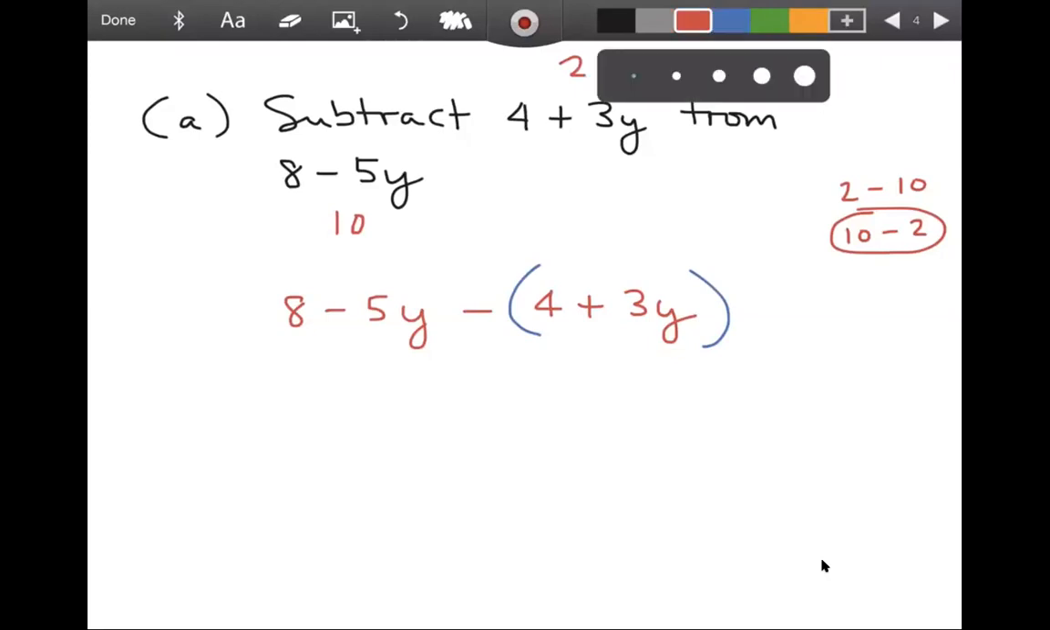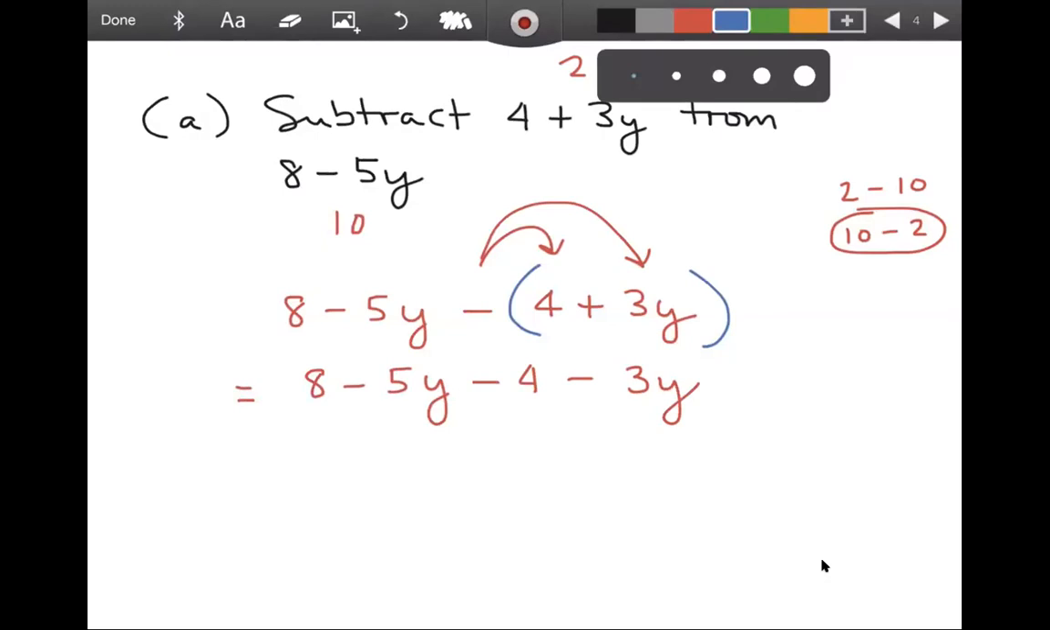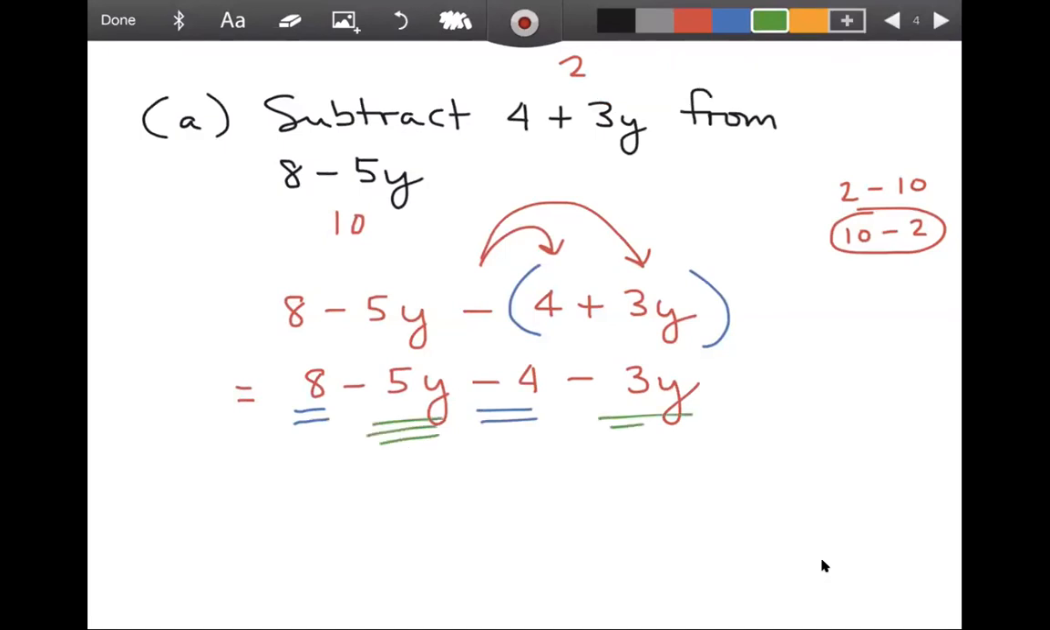Remember that example we did earlier where we distributed the -1. I'm going to do that first. It's going to make this 8 minus 5y minus 4 minus 3y. And now I will combine my like terms. I have some numerical terms, 8 minus 4, and I also have some variable terms, negative 5y minus 3y. And that is going to give me 4, since 8 minus 4 is 4, and negative 5y minus 3y is minus 8y.